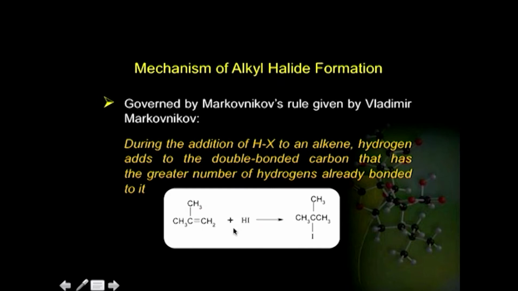So, if we look into it, we will be able to rationalize this rule. We have this substituted propene with butene with us, and HI is the hydrogen halide we are using. So, this hydrogen will go to the carbon which already has more number of hydrogen atoms. So, this CH2 is the one which has 2 hydrogen atoms in it. Hydrogen will get attached to this carbon, and the iodine atom will go to the next carbon which had lesser number of hydrogen atoms.